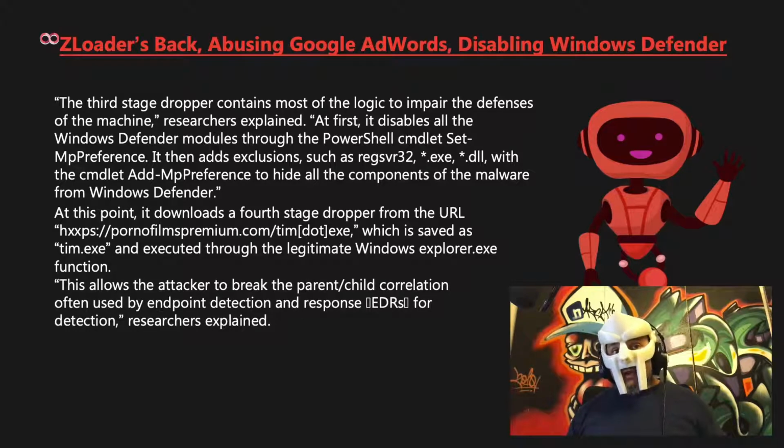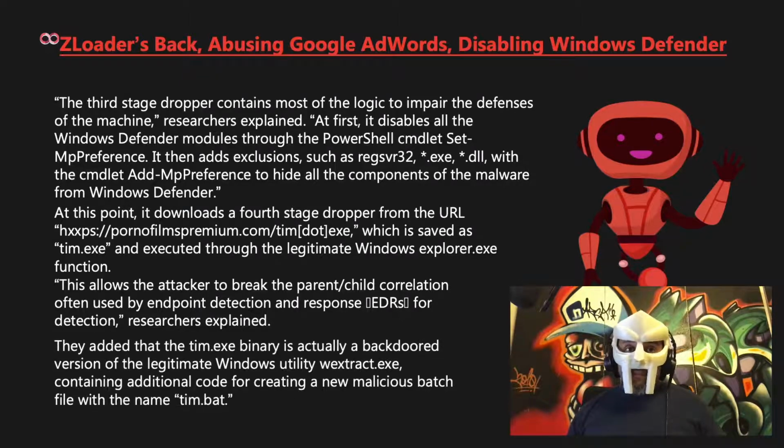This then allows the attacker to break the parent-child correlation often used by endpoint detection and response for detection, researchers explain. They added that the tim.exe binary is actually a backdoor version of a legitimate Windows utility wextract.exe that we mentioned at the beginning of this episode, containing additional code for creating a new malicious batch file with the name tim.bat. So they modified the wextract.exe file, downloaded it as tim.exe, executed it, and the modified wextract.exe application is designed to create a new batch file called tim.bat.